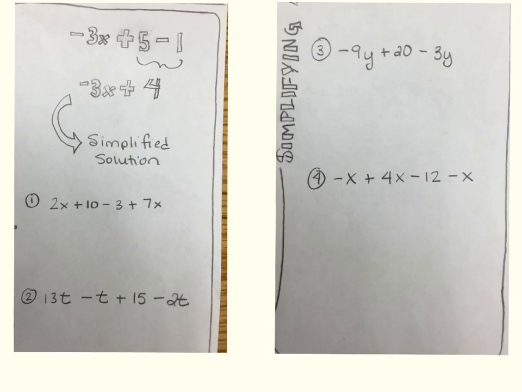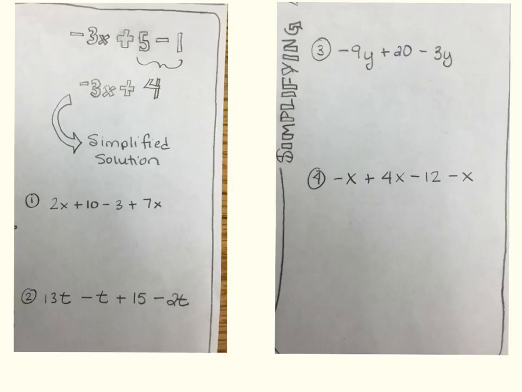For this portion of your study guide, we are combining like terms. Remember, we're simplifying a bigger expression down to a smaller expression. Okay, so let's refresh your memory by doing example 1 together. We have 2x plus 10 minus 3 plus 7x. So if you are comfortable with this, go ahead and solve it on your own.